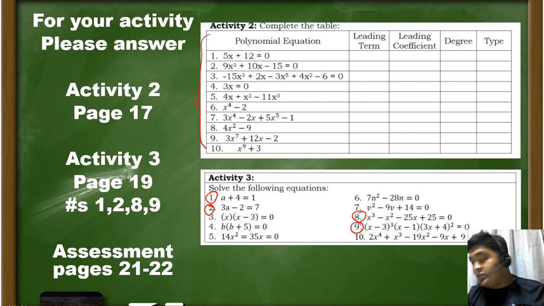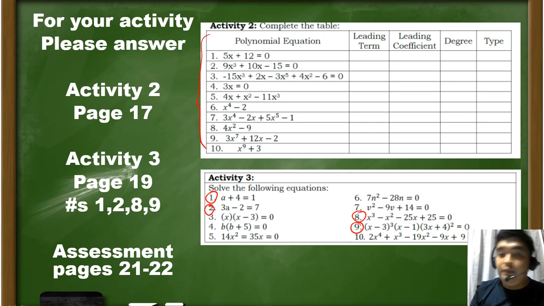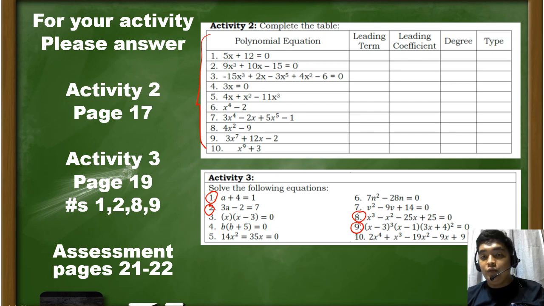Okay, so for your next module, module 10 is just the application of your polynomial equations. Problem solving, and of course, problems. You will solve problems on the polynomial equations. Then you will answer the assessment part on module 10 only, okay? So I think that's all for our modules 9 and 10.